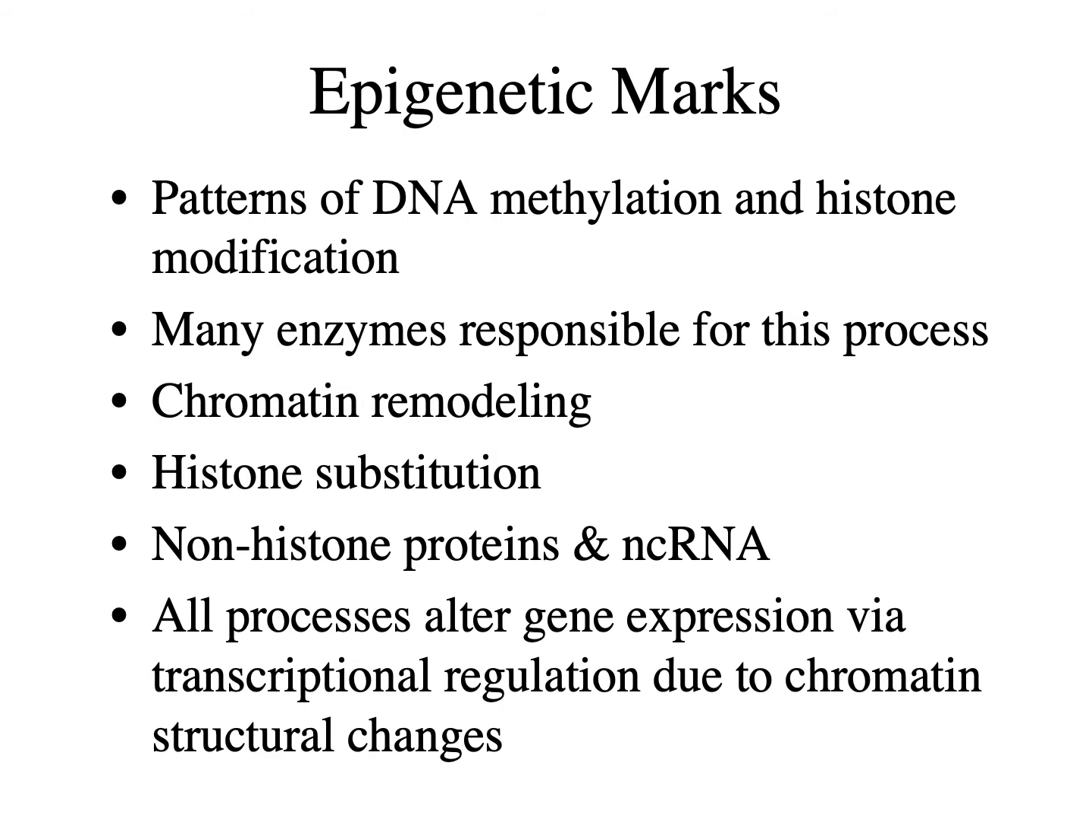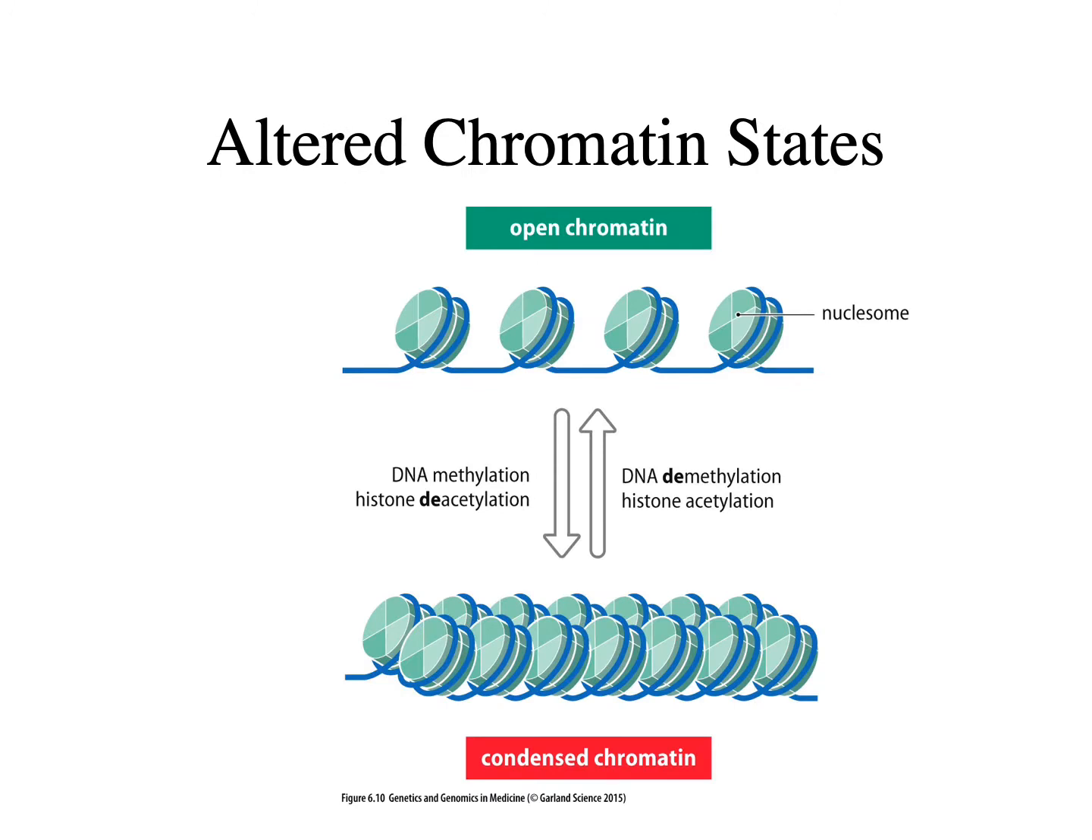In addition to the modifications of the histones themselves, there is something known as histone substitution. So there are variant versions of different histones. For example, histone 2A has a couple of different variants, as does histone 3. So that's something interesting that we will see soon.